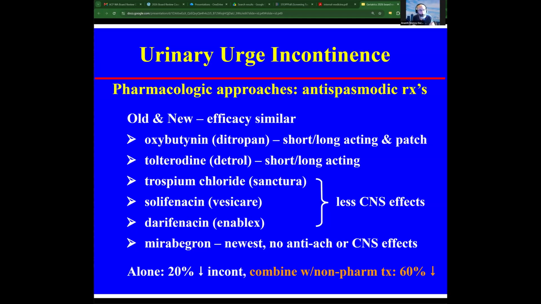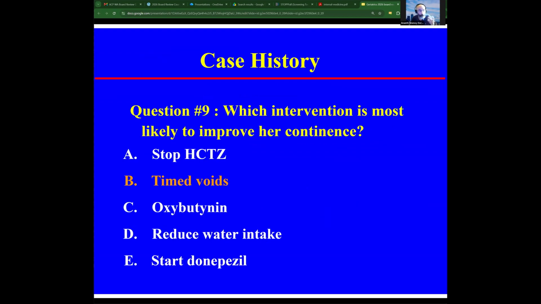Now, if you just use medications, you can get about a 20% improvement. If you combine it with non-pharmacologic options like we reviewed on the prior slide, you can get a 60% or more reduction in the incontinence. So it's much, much more effective if we do the non-pharmacologic piece and then add the medications to it. So going back to our question, I think the strongest answer here is a timed void. It would be reasonable after that to look at whether we can cut back on the thiazide diuretic and look at a different agent for the hypertension, and then potentially, if we need to, look at the oxybutynin.